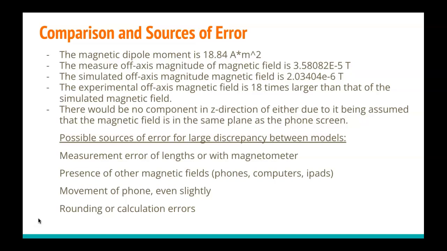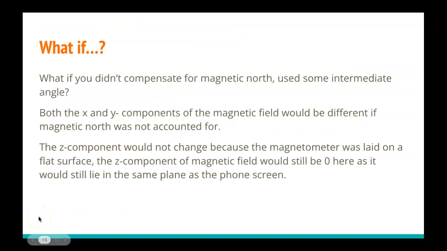There could have been the presence of other magnetic fields, there could have been movement of the phone, or even rounding or calculation errors. If we had not compensated for the magnetic north and used some other intermediate angle, both the x and y components would have been different if the magnetic north was not accounted for. The z component would stay the same because the magnetometer was laid on a flat surface, and it would still be 0 as the magnetic field would lie in the same plane as the phone screen.